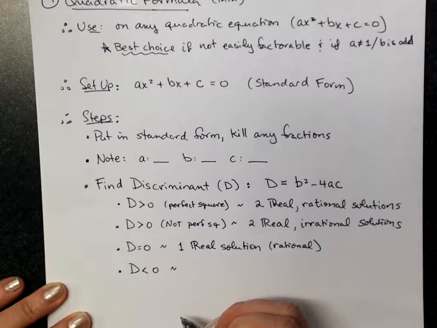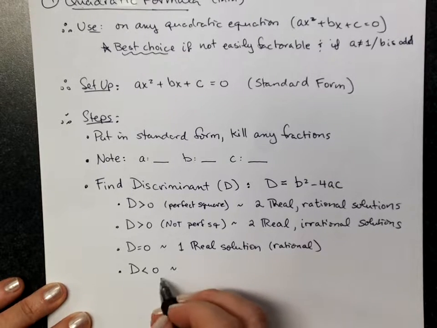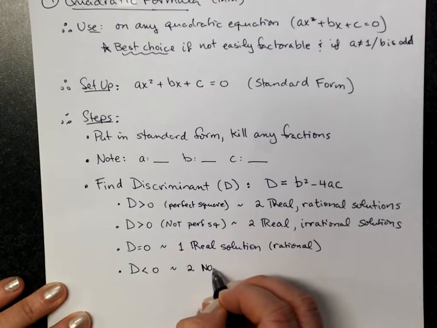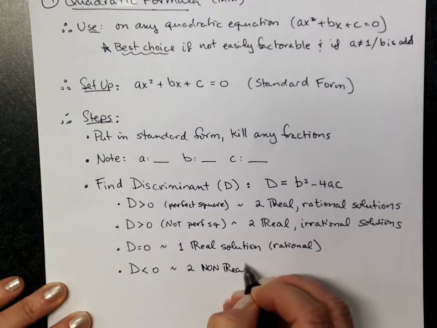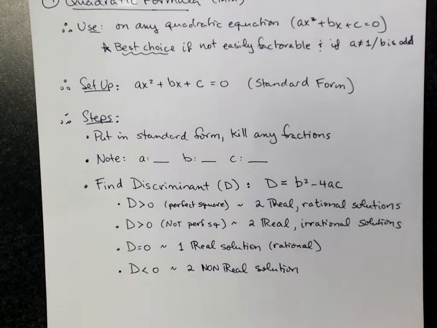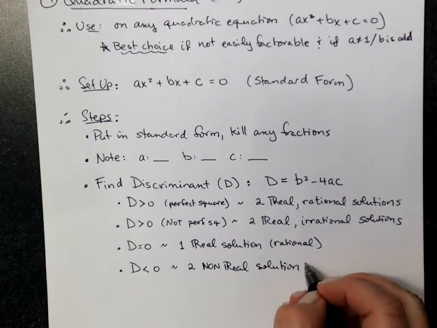Real or non-real? Non-real. Now it's still plus or minus, so you still have two solutions, but they are non-real solutions. And so rational or irrational doesn't apply. Just two non-real solutions.